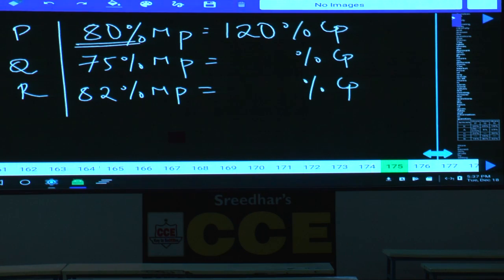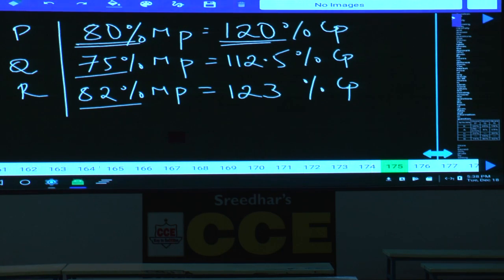For P, 80 becomes 120, increased by half. Whatever you are saying, that is right, but what I am saying is also right. You are saying increased by 40, but I am saying increased by half. Agreed? What is half of this number? 37 and a half. If 75 increased by 37 and a half, then it becomes 112.5%. Clear? If 82 increased by half, 82 plus 41, then it becomes 123%.